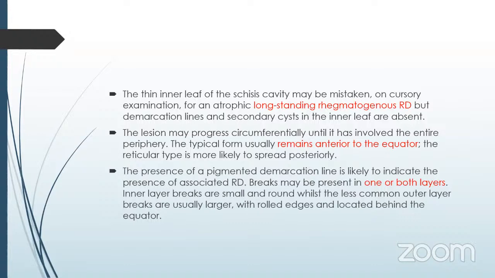The presence of a pigmented demarcation line is likely to indicate the presence of associated RD in retinoschisis. The breaks may be present in either one layer or both layers. Inner layer breaks are usually small and round, while the less common outer layer breaks are usually larger with rolled edges, and these are located behind the equator.